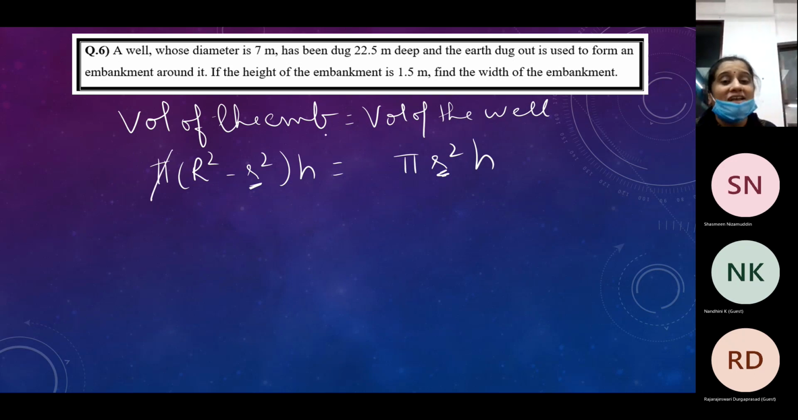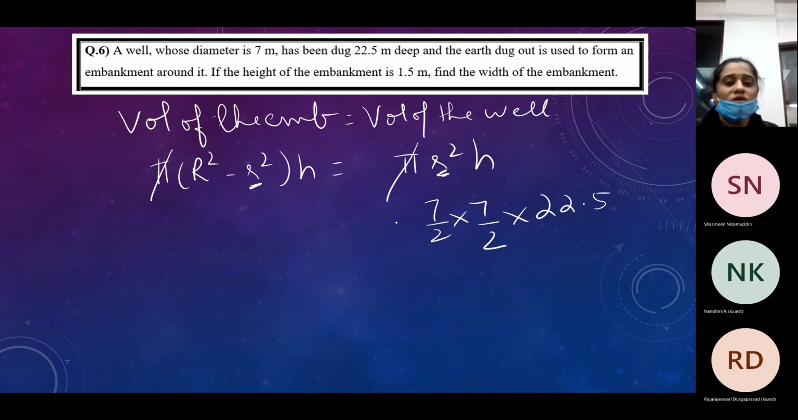So now let's do it here. See, pi gets cancelled. That's very important. That's why we have to work it like this, not separately, because pi gets cancelled on both sides. And for the well, what's the diameter? 7. So 7 by 2 is the radius. So 7 by 2 into 7 by 2. What's the height? 22.5. On this side, the value of capital R we don't know actually. One minute. What is the small r for the embankment? 7 by 2. The radius for the embankment is 7 by 2.